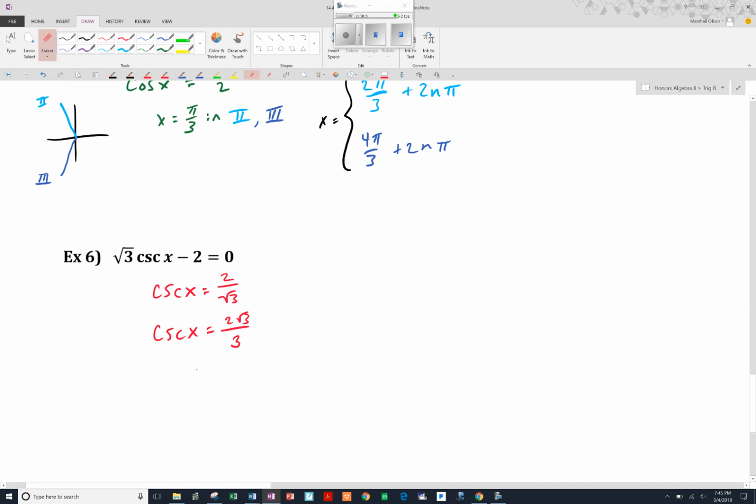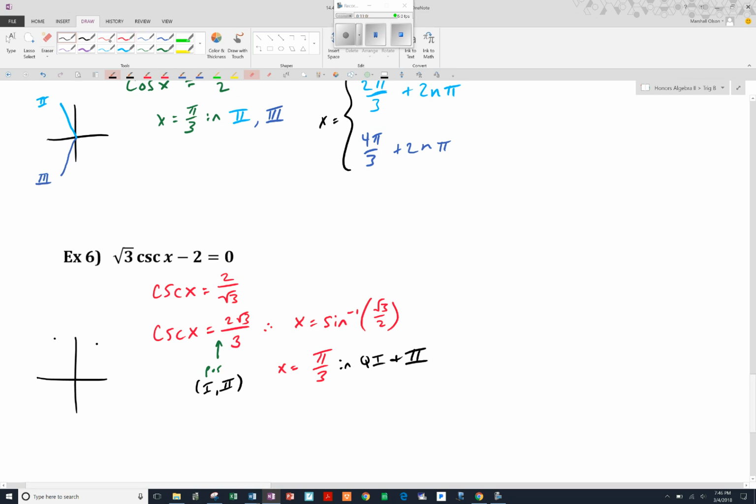So I'm really looking for the angle that has a sine value of the square root of 3 over 2, which is pi over 3 again. Okay, but where do we want it to be? Well, this is positive. Since it's positive and cosecant is just like its reciprocal sine, we want to be in the first and the second quadrant. So we're going to have pi over 3 in quadrants 1 and 2.